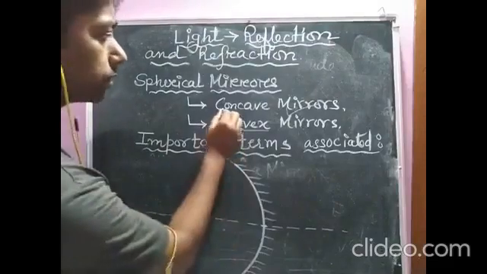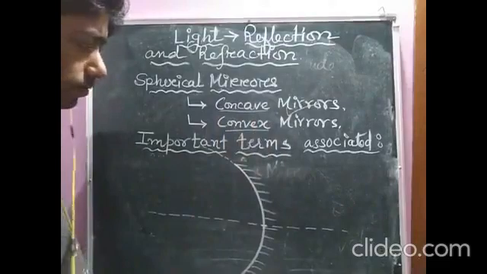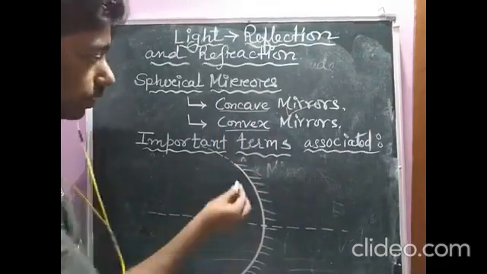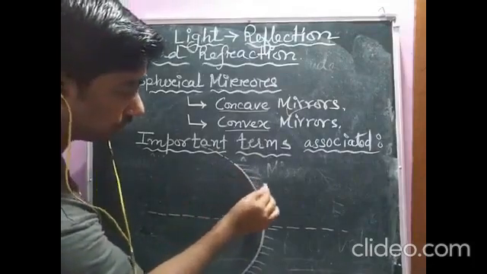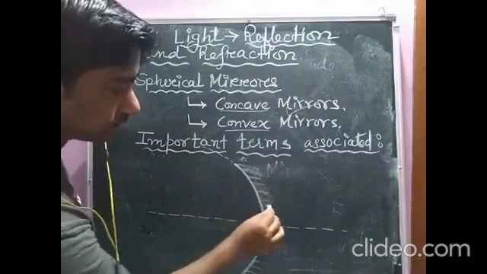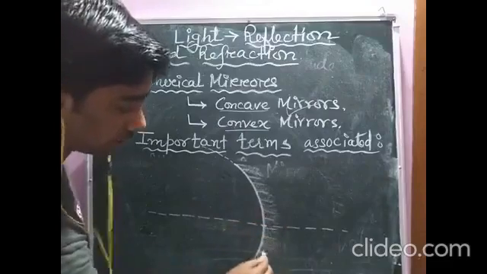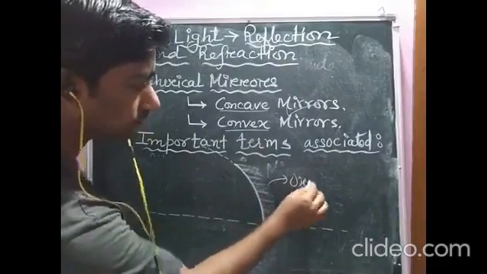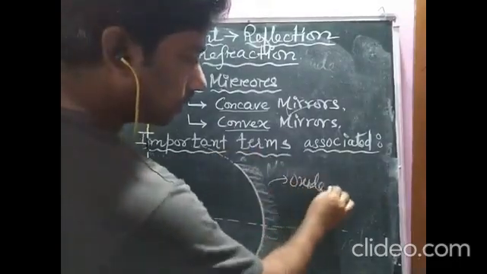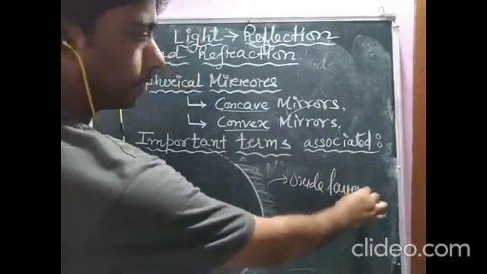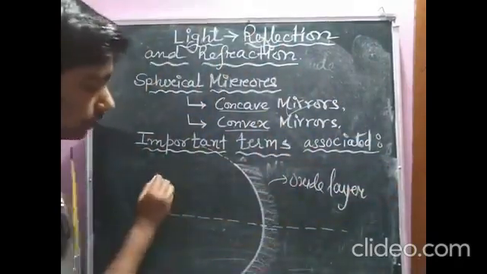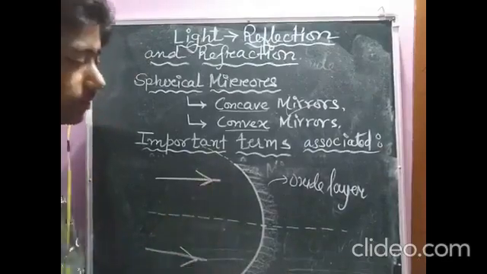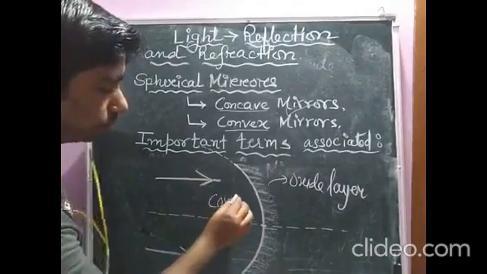So what was a concave mirror? The concave mirror is a part of a spherical mirror in which the outer surface is covered with an oxide layer, and reflection of light takes place in the inner part. This is known as a concave mirror. I hope you remember.